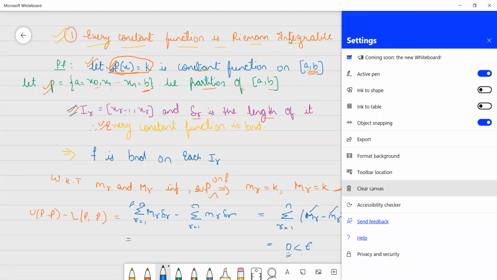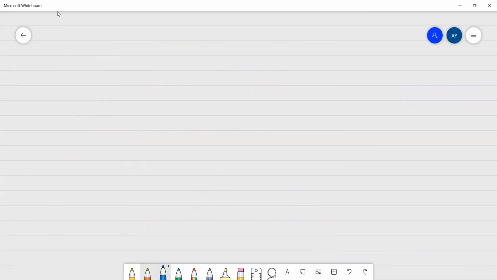Now let us look into another theorem. The theorem number is 10. What it says is: if f belongs to R[a, b], then prove that mod f also belongs to R[a, b]. So to prove this, first we take the given function. In the proof of the theorem, they have given that f belongs to R[a, b], the closed interval [a, b]. This is what we have to prove.